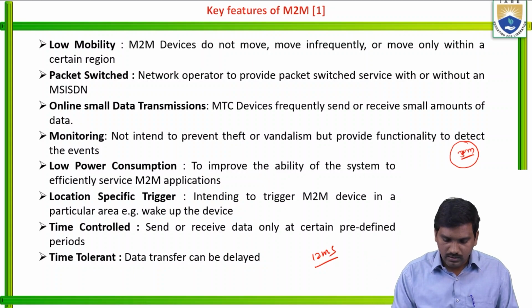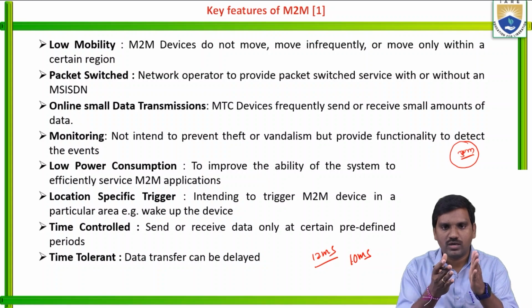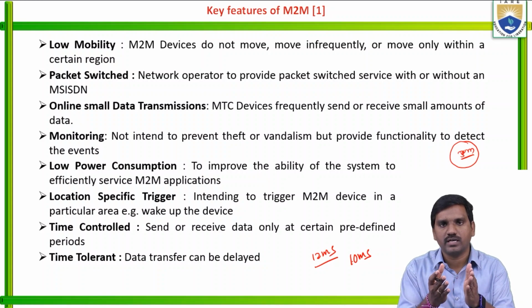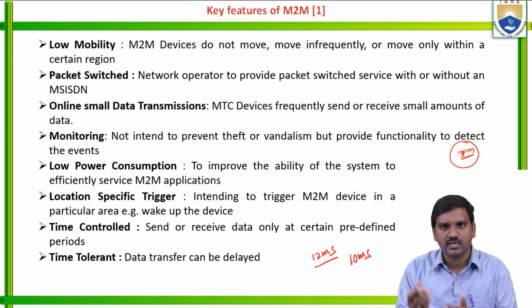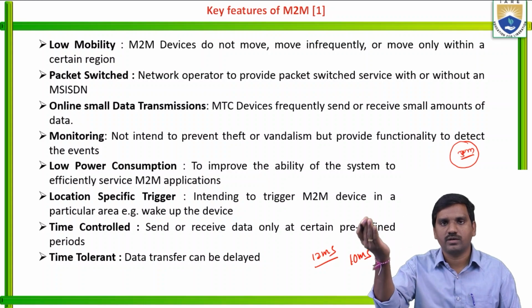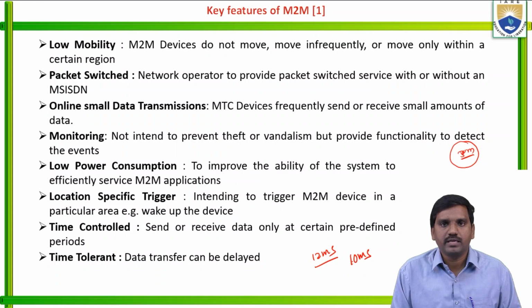For example, 10 milliseconds for receiving and 12 milliseconds for sending. At a particular point or time we can allow sending data, or at a particular time allow receiving data for a particular sender or destination. So this is time control: send or receive data at certain predefined time slots only. Next one, time tolerant: data transfer can be delayed.